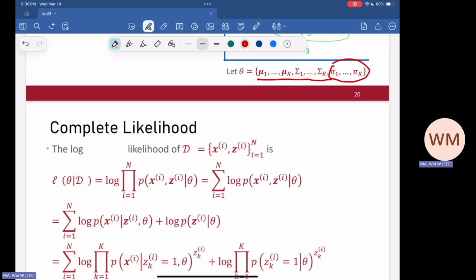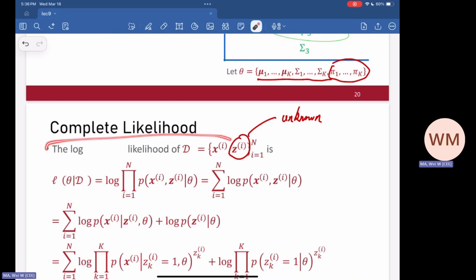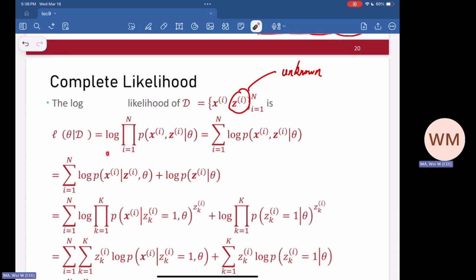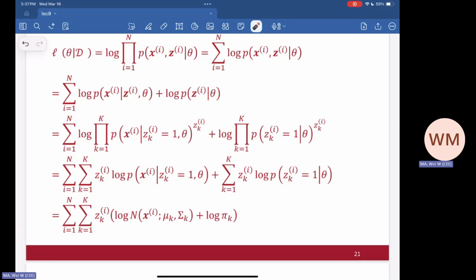In reality, we don't know Z. This one is unknown. We only know X in the data that we have. But let's first write the likelihood function. We call this a complete likelihood, and it's very easy to write. This is the log likelihood, so the log of a product of p becomes a summation. This p uses a condition: first the probability that you select this Z, and then given this Z, the probability of X. You iterate over this K, and eventually you get this. This is straightforward. Later, if you don't know how to derive it, just practice. This is a very standard procedure.